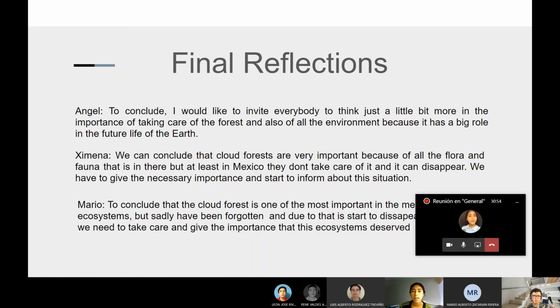We can conclude that cloud forests are very important because of all the flora and fauna that is there, but at least in Mexico they don't take care and it can sadly disappear. We have to give the necessary importance and start to inform about the situation in the cloud forest. Okay, now to conclude, the cloud forest is one of the most important Mexican ecosystems. Sadly, these have been forgotten, and due to that, it started to disappear. That's why we need to take care and give the importance that these ecosystems deserve.